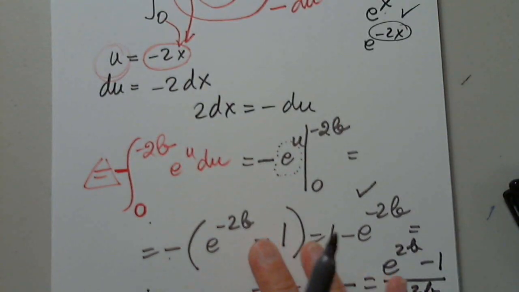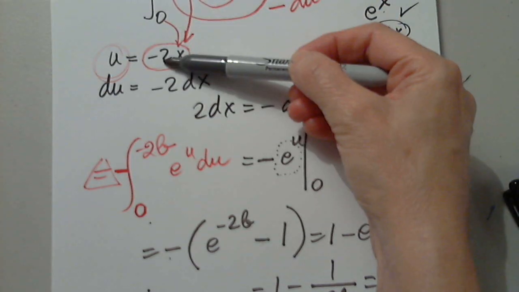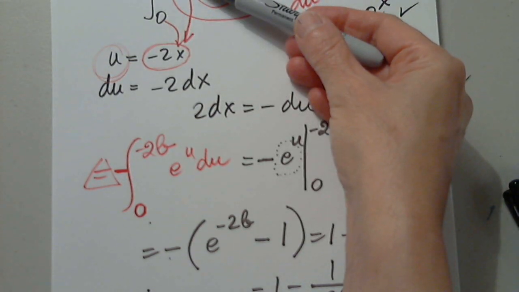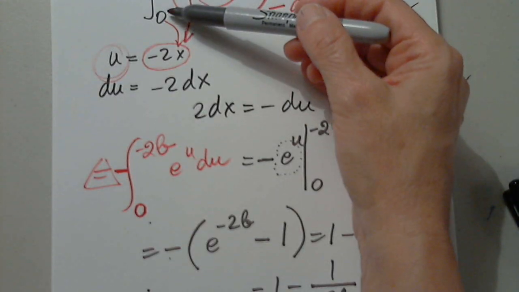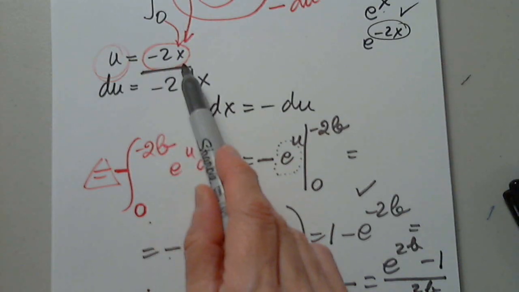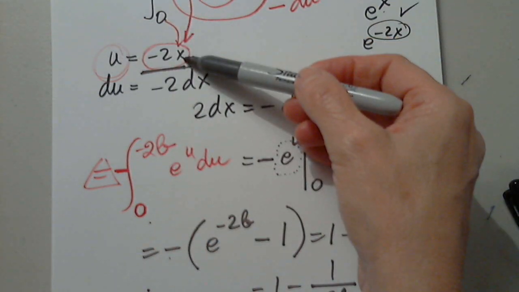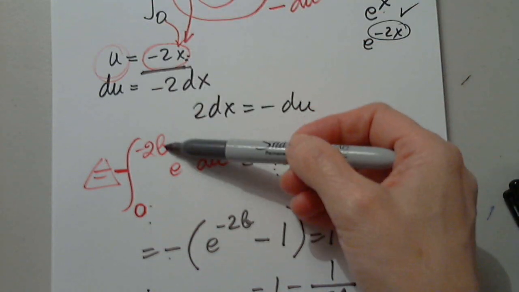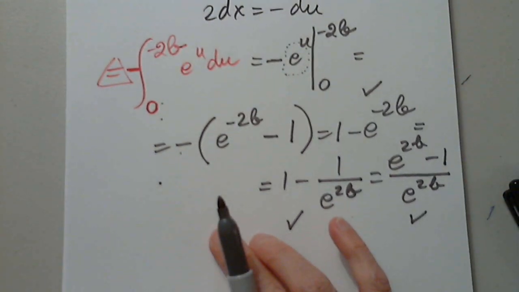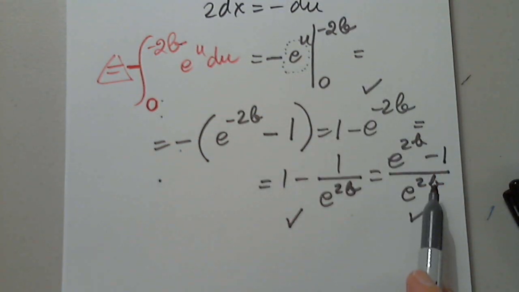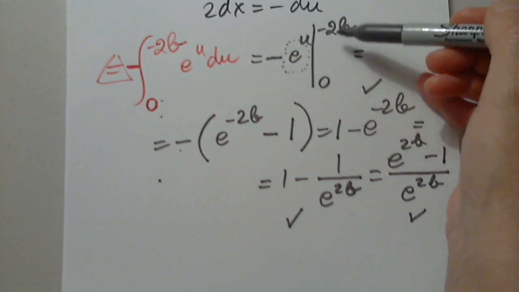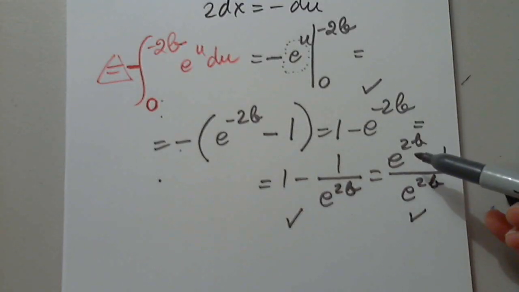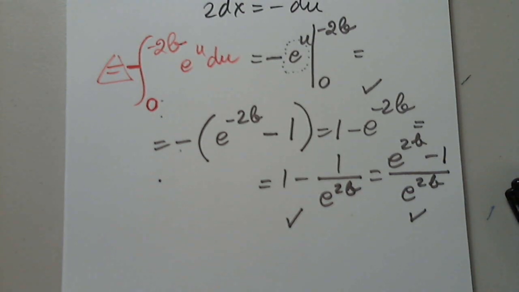Two things again. When we use substitution on a definite integral, we cannot copy the limits of integration. We have to determine the new limits of integration based on the substitution. When in x, I replace x by 0, I get 0. When I replace x by b, I get negative 2b. Secondly, I do not go back to the original variable. We don't care anymore because we already have the new limits of integration. We continue with those. Okay? Any questions on this problem?